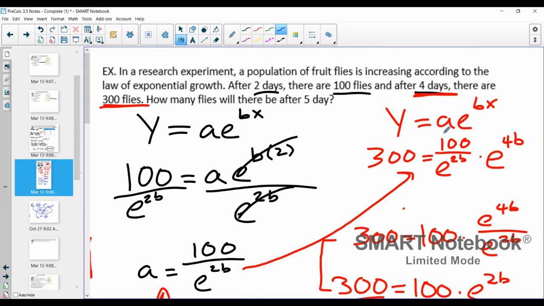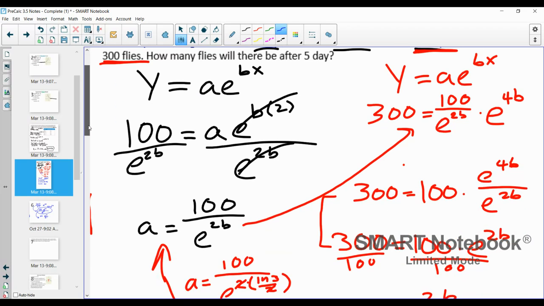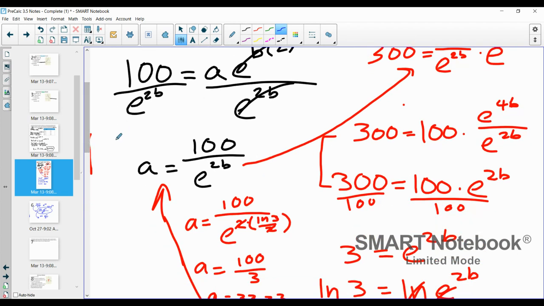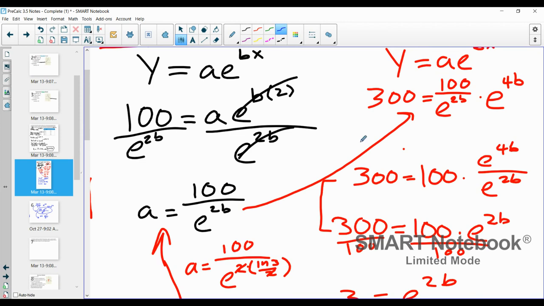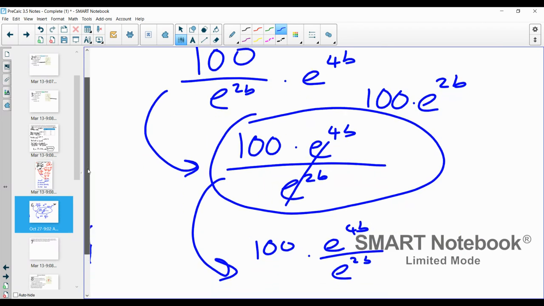I had a second time using the exponential growth model, this time 300 flies. I plugged in a as the a value I had, which was 100 over e to the 2b, times e to the 4b. That 4 is coming from the 4 days that time. This is where the question came in about what I was doing. I rewrote this multiplication as 100 times e to the 4b over e to the 2b, just moving it from under the 100 to be under e to the 4b, which I'm allowed to do because it's multiplication. There are different ways that we can write multiplication, like we saw on this extra slide.